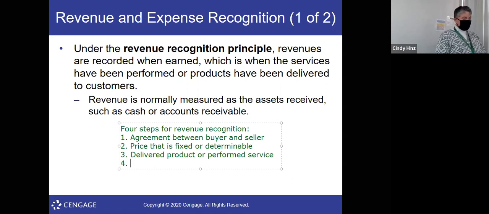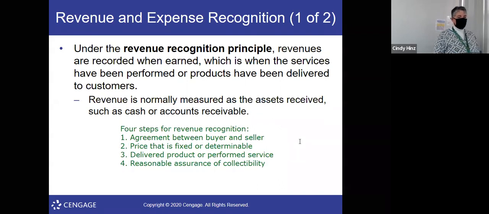Last one. This is the one that we just assume is going to be present unless we have evidence to the contrary. Reasonable assurance of collectability. So what does that mean? If we allow our customer to buy on credit, we assume they're going to pay us. Certainly in most cases, we probably would not be selling to a customer if we didn't expect the customer to pay us, right? We assume that this one's in place unless we have evidence to the contrary.